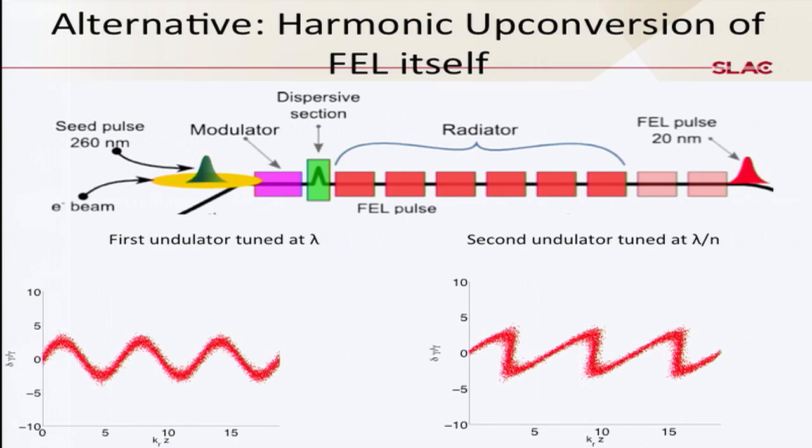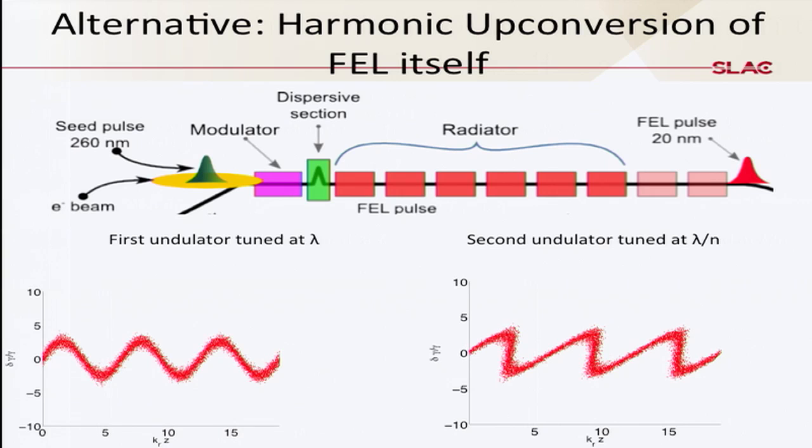They start with 260 nanometers because it's easy. It's the third harmonic of a Ti:Sapphire. They go through a module. The first part of the FEL is called the modulator, and it's tuned to your laser, right? And then they go through a chicane. And what the chicane does, if you have enough modulation, enough energy modulation from this laser-electron interaction, the chicane is a dispersive device.